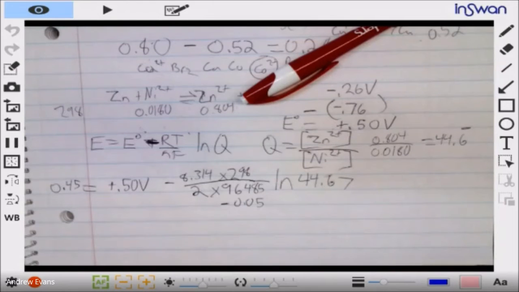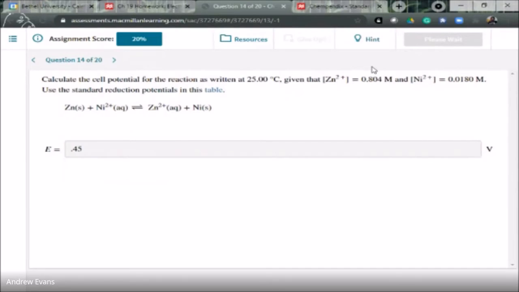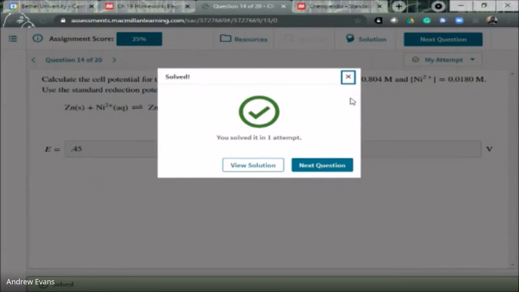Not a huge amount, but enough of an amount that had I just plugged the number into this, it probably would mark it wrong. So the ordering going through that, did you put the calculator in the right order? Yeah, RT over NF ln Q, all that's done together. So basically what I have to do is I could do this all in parentheses.